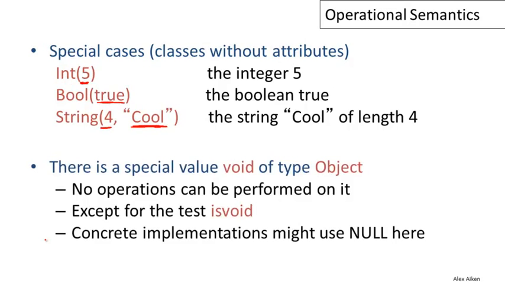There's also a special value void of type object, and we'll use the term void in our operational semantics to represent it. Briefly, void is special in that there are no operations that can be performed on void except for the test is void. In particular, you can't dispatch to void even though it has type object. That'll generate a runtime error. The only thing you can do is to test whether the value is void or not. And concrete implementations would typically use a null pointer to represent void.